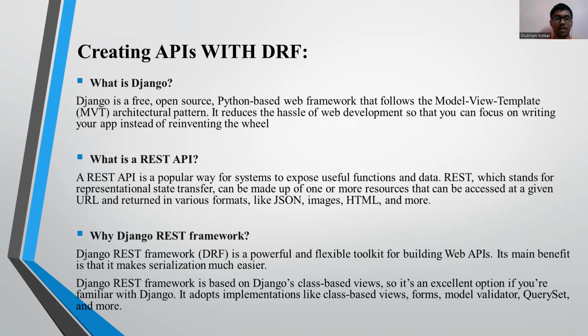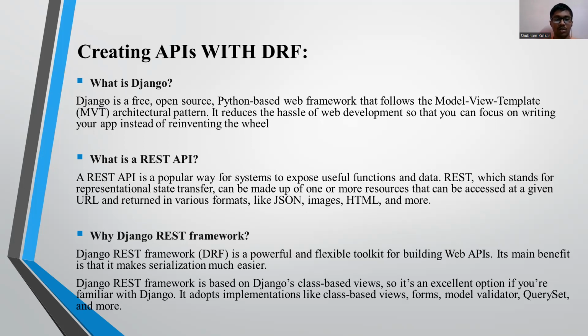What is REST API? REST API is a popular way to expose useful functions and data. REST, which stands for representational state transfer, is made up of one or more resources that can be accessed from a given URL and returned in various formats like JSON, images, and HTML, and many more formats.